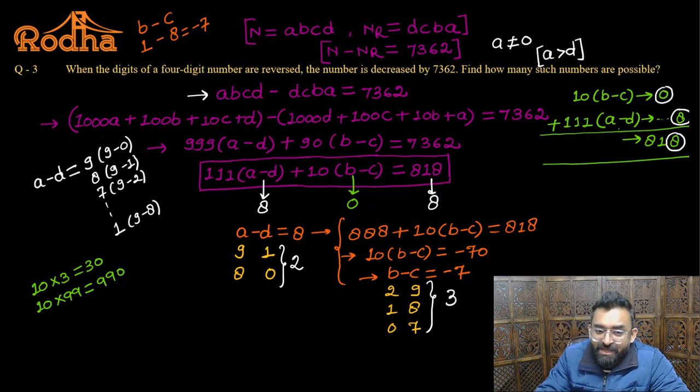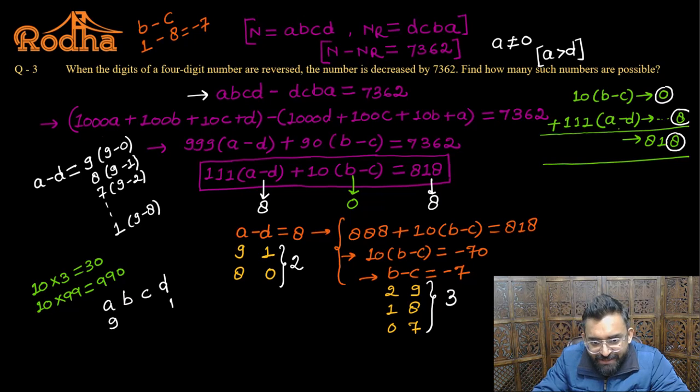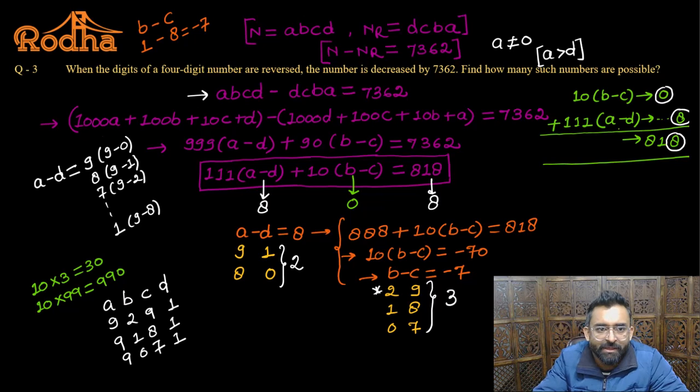No, it won't be 5. If you have 2 jeans and 3 t-shirts, how many combinations you can generate? 2 into 3, which is 6. So if I write the numbers A, B, C, D, just for the sake of understanding, A and D is 9 and 1 in the first case. A and D are fixed. B and C I can put 2, 9. It can be 1, 8. It can be 0, 7. So 9, 9, 1 and 1. So these are the 3 cases if I consider any of the numbers. Am I right?